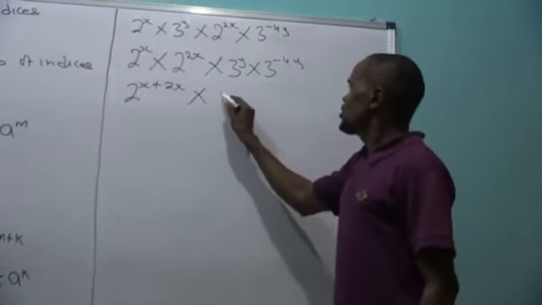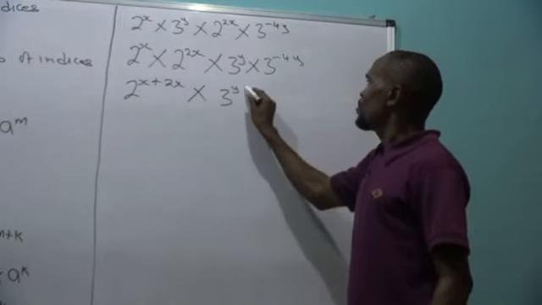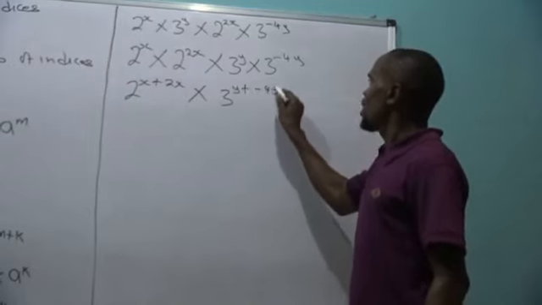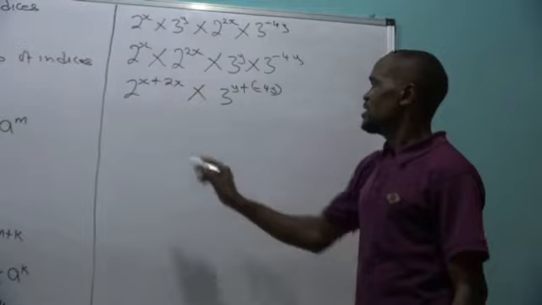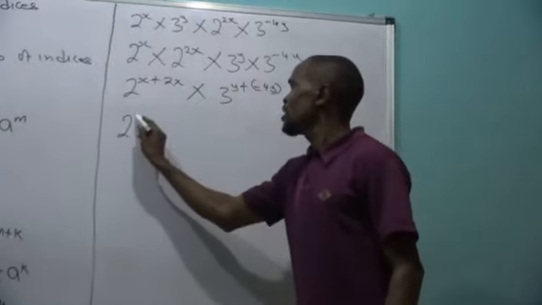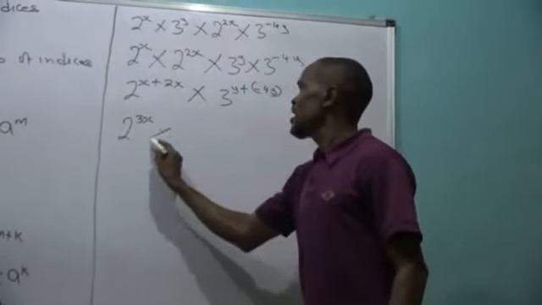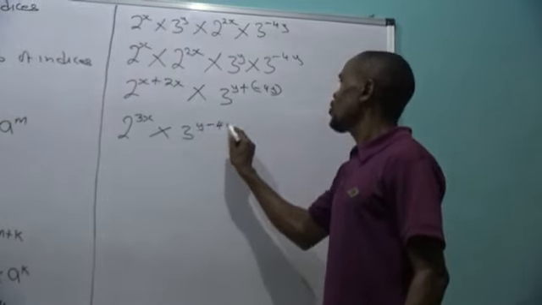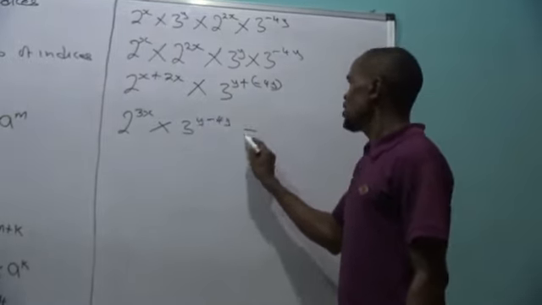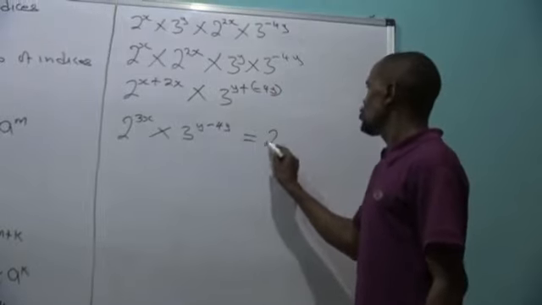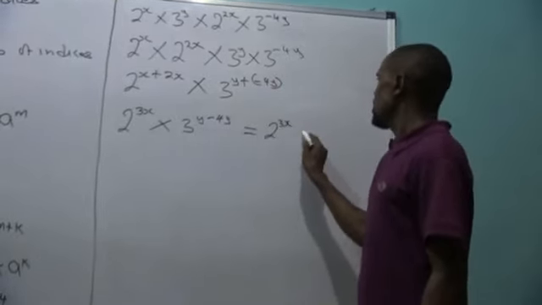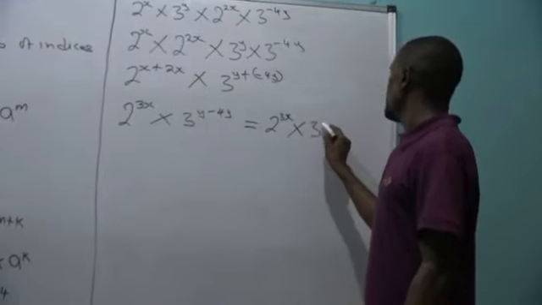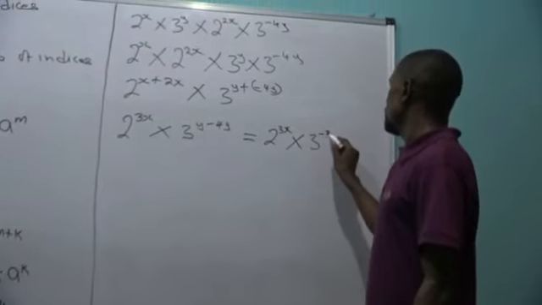Then times 3 raised to power y plus minus 4y. And this will give me 2 raised to power 3x times 3 raised to power y minus 4y. And this will leave us with what? 2 raised to power 3x times 3 raised to power minus 3y.